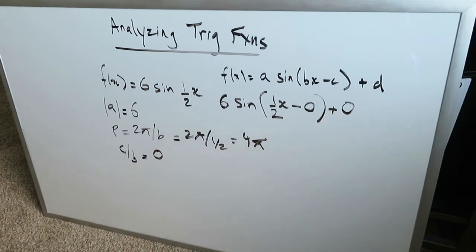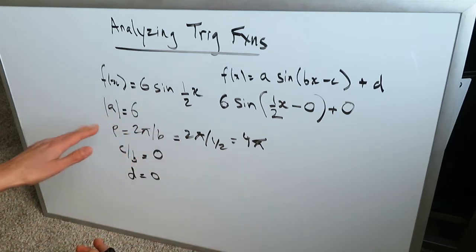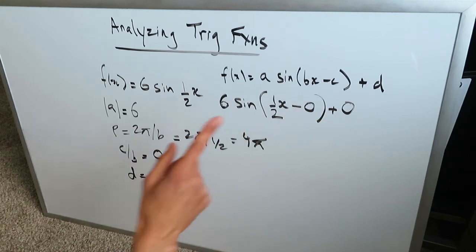How about this? Vertical translation. Is there a vertical translation? None. Vertical translation is equally present about the x-axis line, equally above and equally below. There is no movement above or below that x-axis line. So there is no vertical translation of this function.